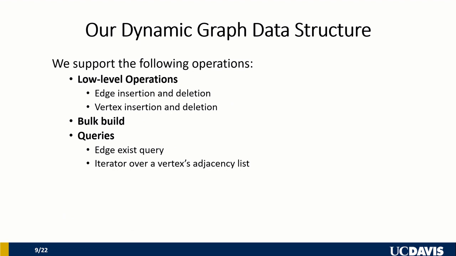Our graph data structure supports different operations, and we break them down into three categories: the low-level operations such as edge insertion and deletion, vertex insertion and deletion, bulk build, so given a graph in COO format, build the graph, and queries such as an edge exists query or an iterator to read the adjacency list of a vertex.